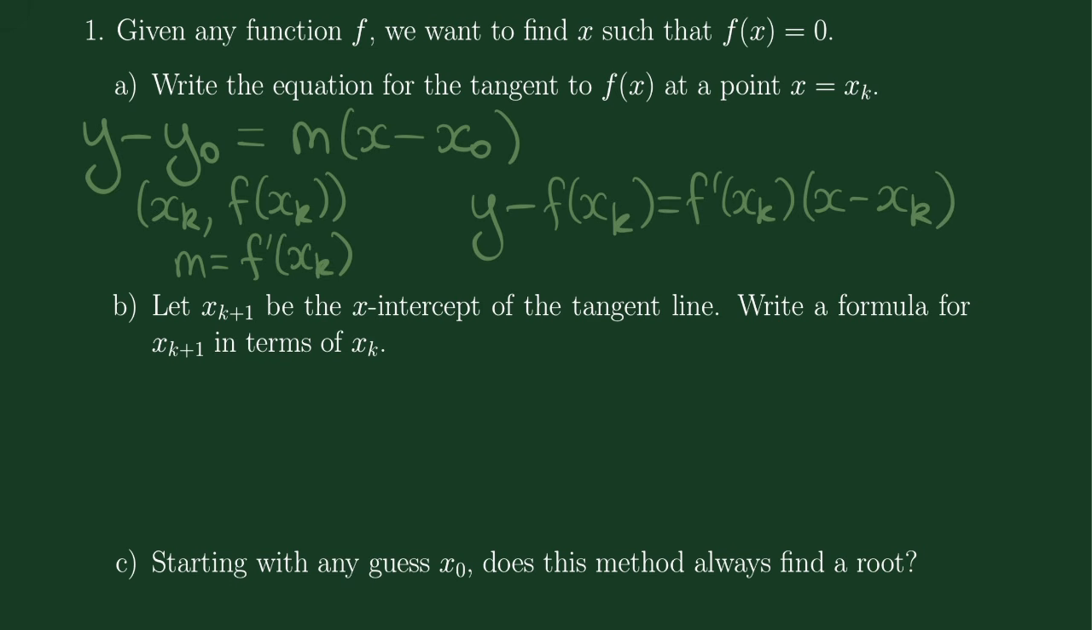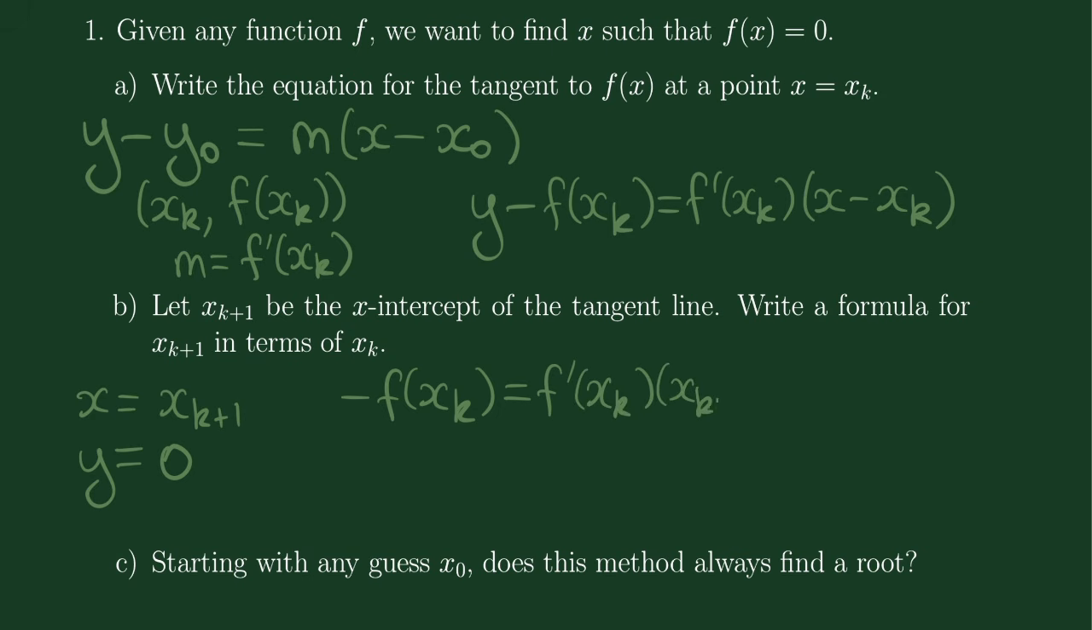If xk plus 1 is the intercept, which is the next point obtained by Newton's method, this is given by substituting in x equals xk plus 1 and y equals 0. Substituting that in, we obtain this formula where xk plus 1 is being written purely in terms of xk. And rearranging, we obtain our update rule. Take the previous point and subtract the function divided by the derivative.